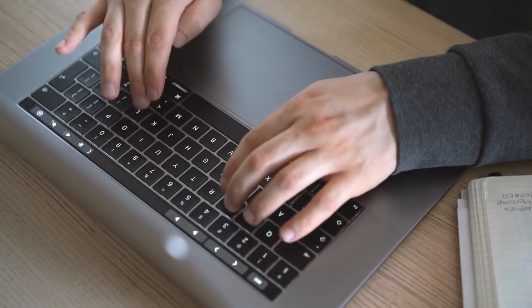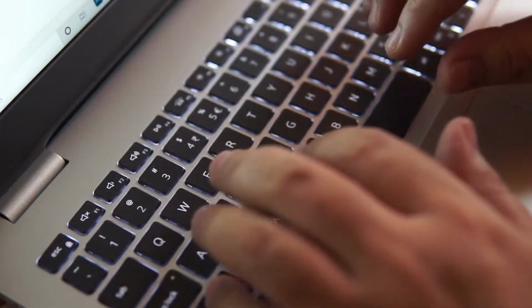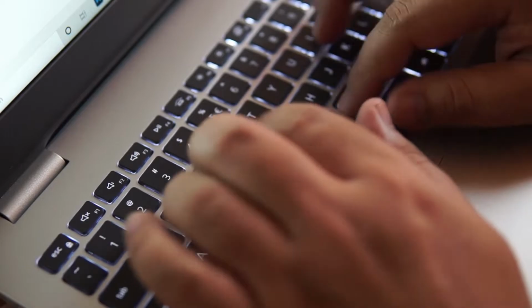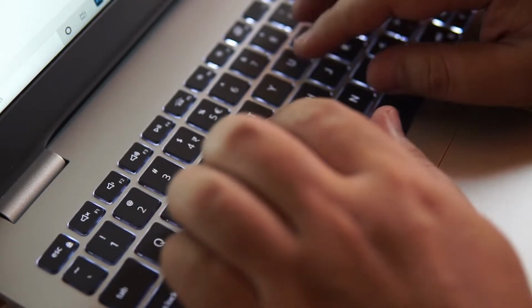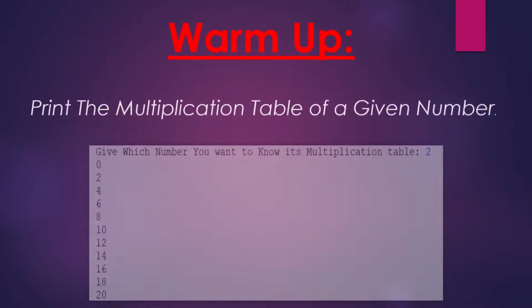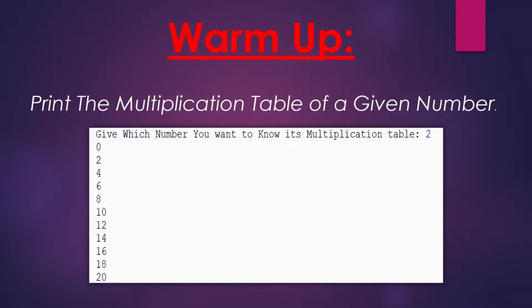We'll be putting our skills to work on some exercises on loops in Python, and throughout these exercises, I'll be explaining three keywords you may not be familiar with. Now, let's start with a warm-up. Print the multiplication table of a given number. Make sure to pause this video and do it by yourself.